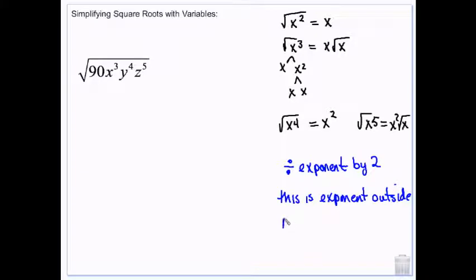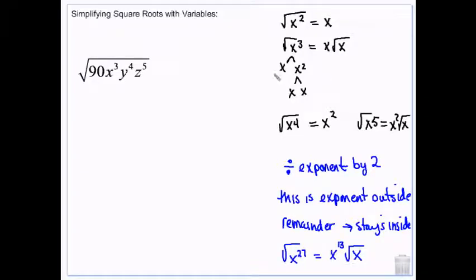And if there's a remainder, which would always just be 1, it stays inside. So for example, if I have the square root of x to the 27th, I'm going to divide 27 by 2. 27 divided by 2 is 13, remainder 1. So the remainder stays inside. Does that make sense? So that's how you deal with the variables. We just divide the exponent by 2, and if there's a remainder, it stays inside.